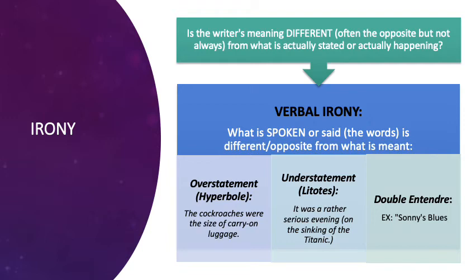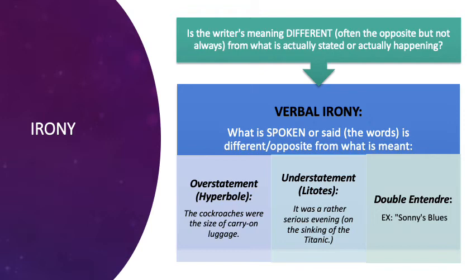Irony, this is our last literary element we're going to talk about, is when the writer's meaning is different, often the opposite. Some people think it's always the opposite, but it's not always the opposite. It just has to be different from what is actually stated or actually happening. So verbal irony is our first kind of irony. There's 4 kinds. Verbal irony is the first. So the words are different. What is spoken or said is different or opposite from what is meant. And we talked about hyperbole. You're exaggerating. Understatement. Double entendre is when the words have 2 meanings.